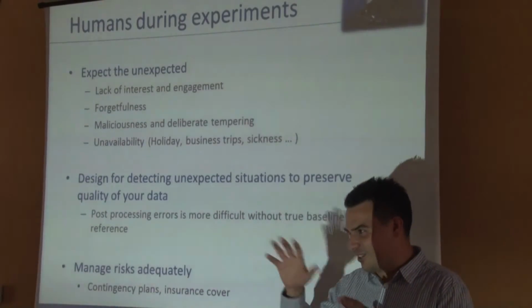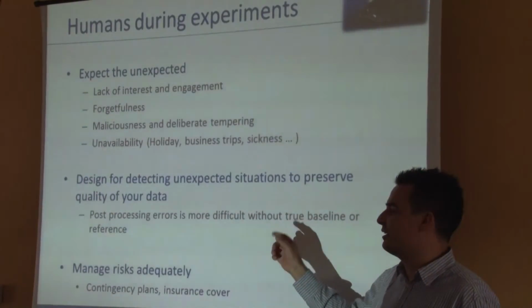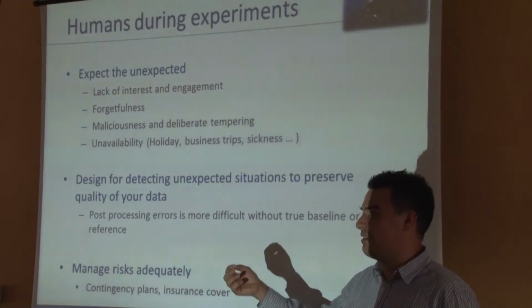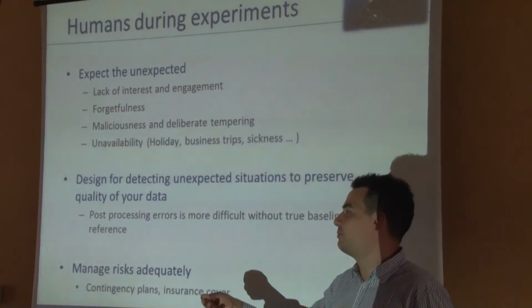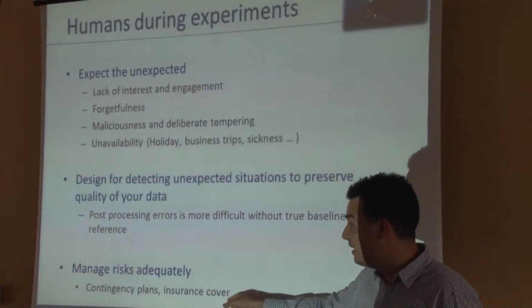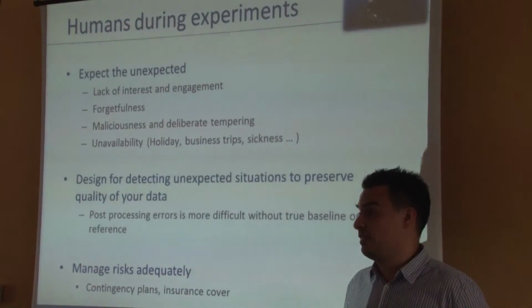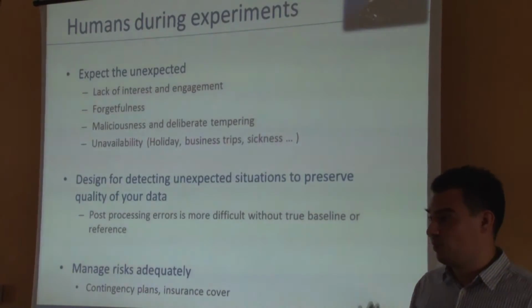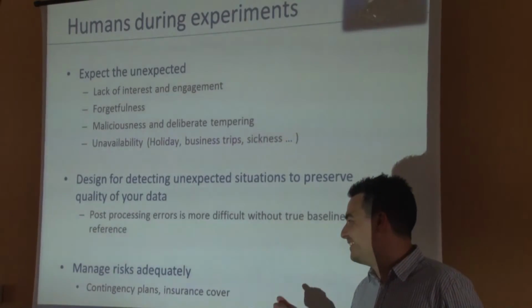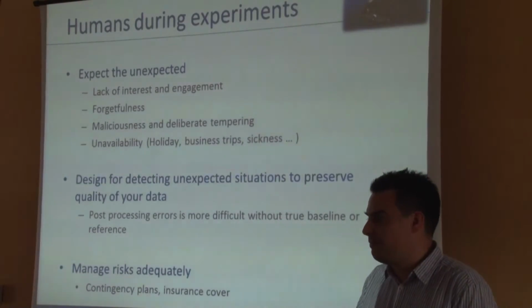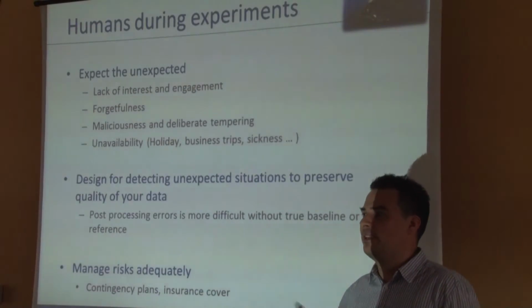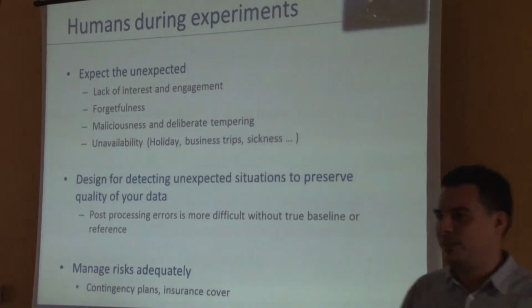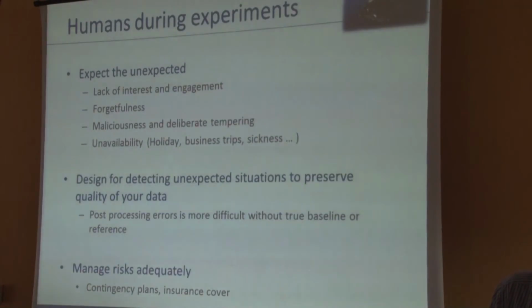So there are a lot of complex things that have to be taken into account, and it makes it difficult to have really quality data that you can say is a true baseline of what you want to measure. And finally, also manage risks adequately. So experiments will require some form of risk management because people are involved. And you need to have contingency plans ready. Maybe you may need to have even insurance cover from your organization just in case something happens. These are all things that you have to take into account.